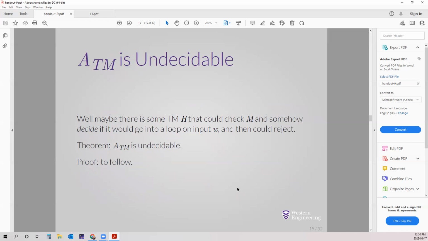Now, this is the important point, guys, which is ATM is undecidable. It is recognizable, but it's undecidable. Well, maybe there is some TM H that could check M and somehow decide if it would go into a loop on input W, and then could reject. Theorem: ATM is undecidable. Proof to follow.